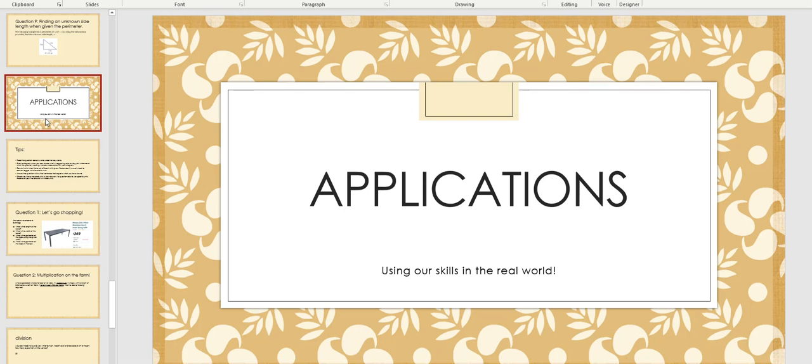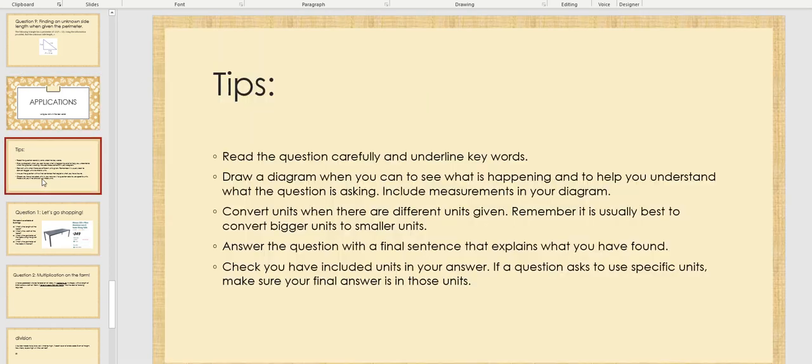Hi, this session is on applications, so applying and using our skills in the real world. All the skills we have learnt about length, perimeter, the metric system, converting units, let's actually use it now in real life applications.